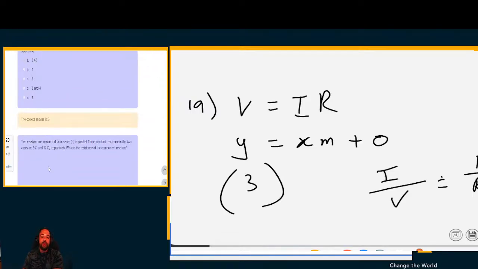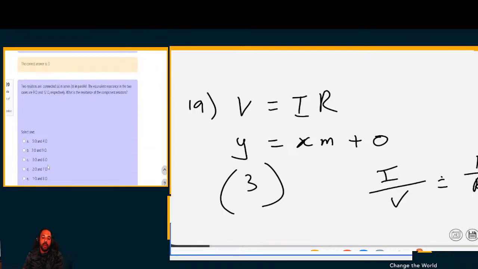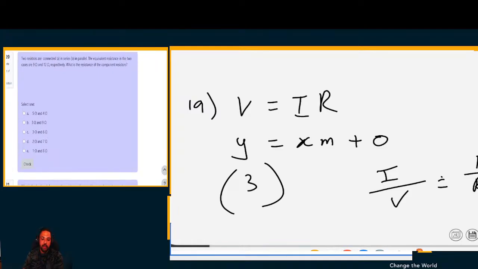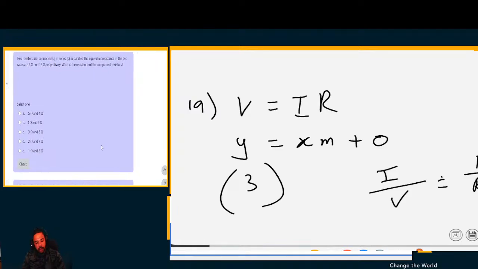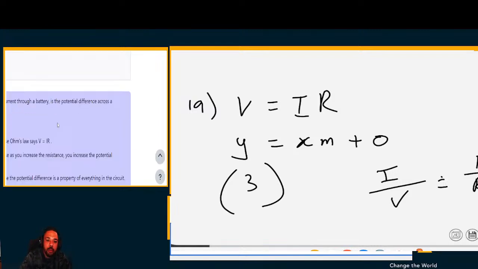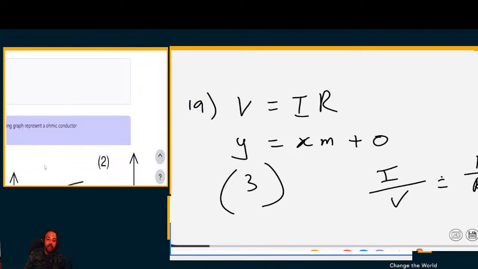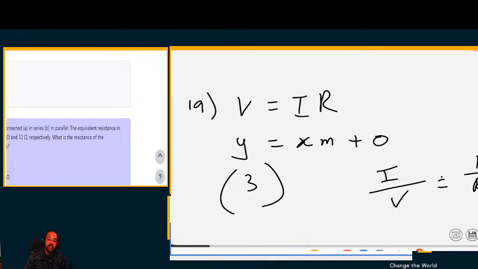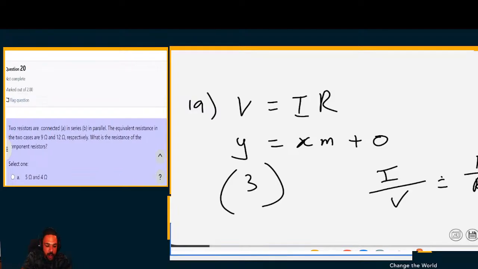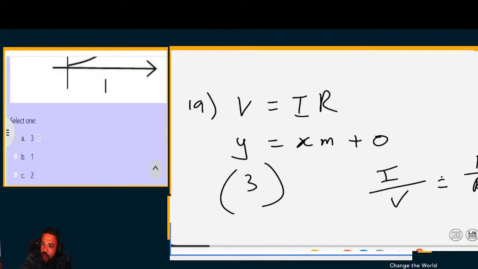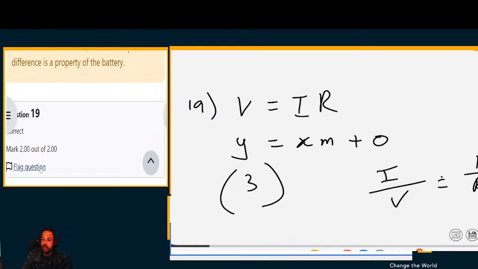Okay, question number 20. This is probably the most, not difficult, it just takes time because it's a simultaneous equation. This is a problem that you will see a lot. Well, not a lot, but it will test you if you know how to calculate resistance in series and resistance in parallel. This is what this question essentially does: see if you know the difference.